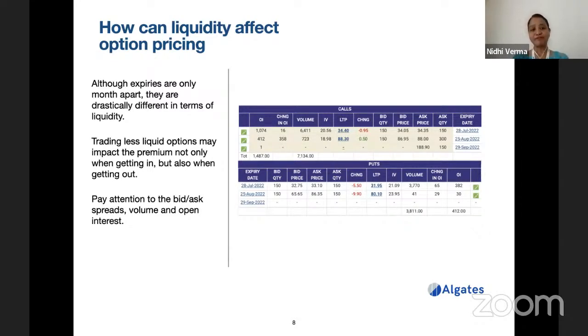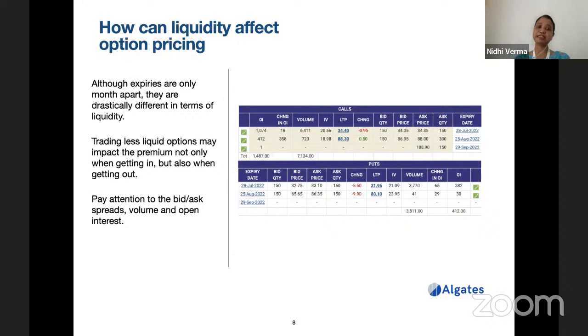So it is always advisable to trade in options which are more liquid, because the pricing there is more efficient, the difference between the bid and the ask will be less, and placing the trade will be more smooth. You can place the trade at whatever price you want, and it is more likely to go smoothly.